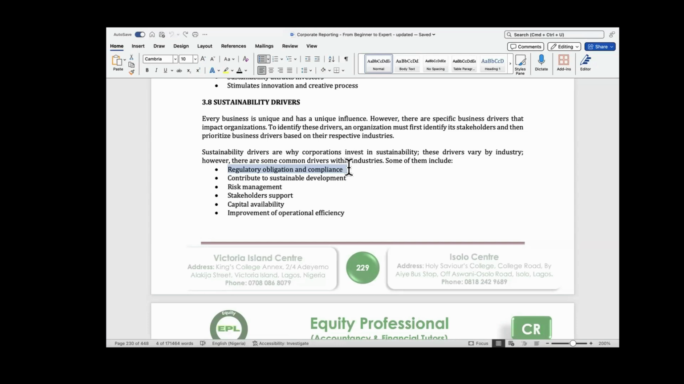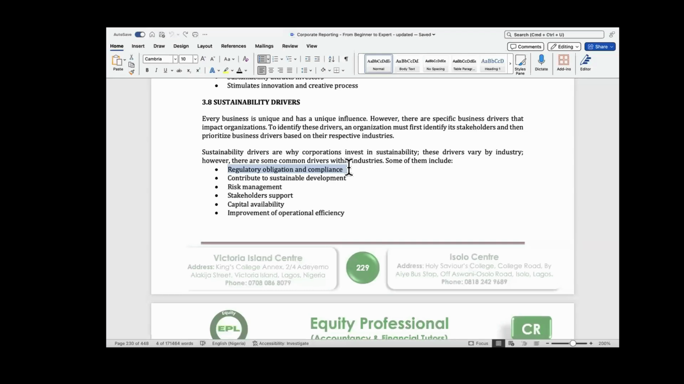IFRS S1 and IFRS S2 are not in your ICAN syllabus. The new syllabus that is coming effective next diet already includes S1 and S2. That's when we'll be teaching you how to prepare those reports. But for this diet, you don't have to bother about that.